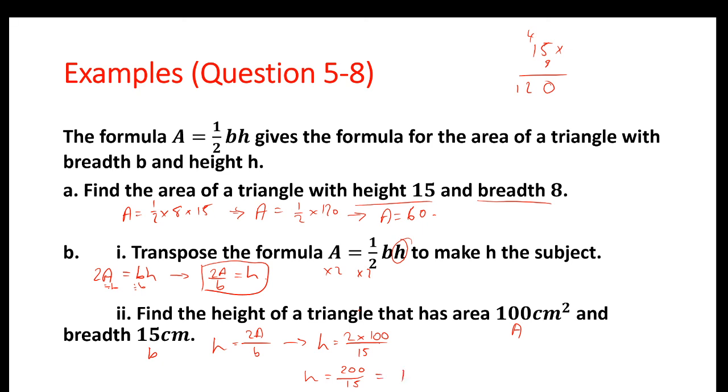Let me have a think. It's going to be in the tens, so 20, so take the 5. 50 divided by 15 is equal to 3. So it's going to be 13 and 5 over 15, or 13 and 1 over 3, or 13.3 repeating centimeters.